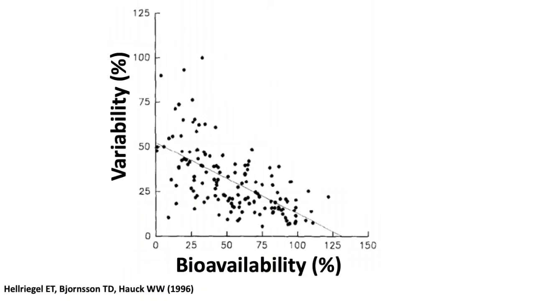To get an idea of what this might look like, let's take a step back and look at the relationship between bioavailability and variability. So bioavailability is the amount of drug that makes it to the target, basically the amount of cars that make it through the toll booth. And variability is how different this drug acts between different patients. And each of these dots represents a different drug. And as we can see, drugs with higher bioavailability have lower variability. And we thought if we could increase the bioavailability of a drug, we could potentially decrease its variability.